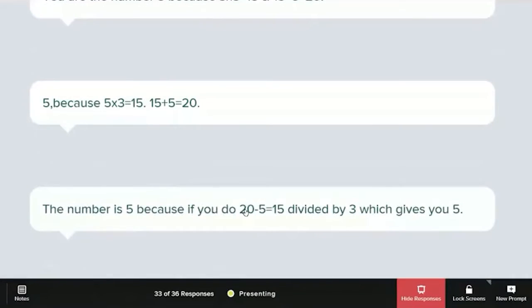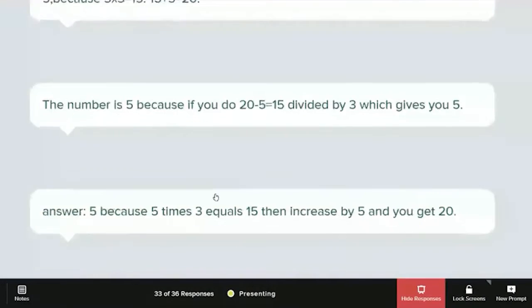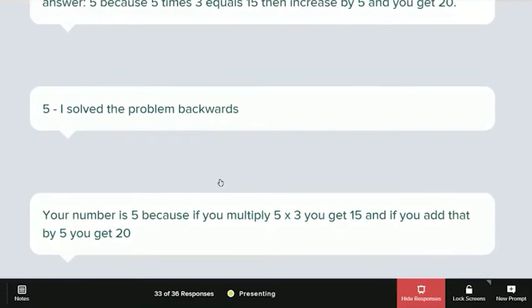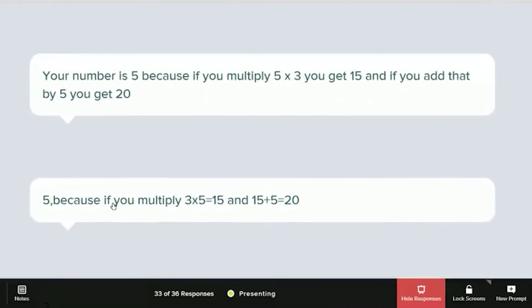The number is 5, because you do 20 subtract 5 is 15, divided by 3, which gives you 5. Okay. You solved the problem backwards. Okay, I like that. Backwards, that's a key word here. Multiply 5 by 3, you get 15. If you add 5, you get 20.